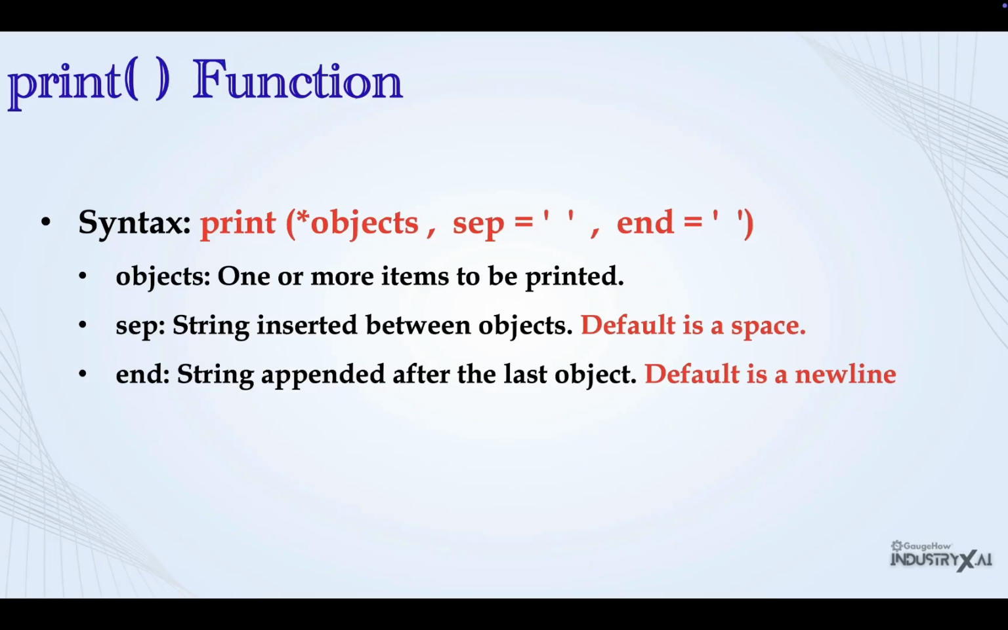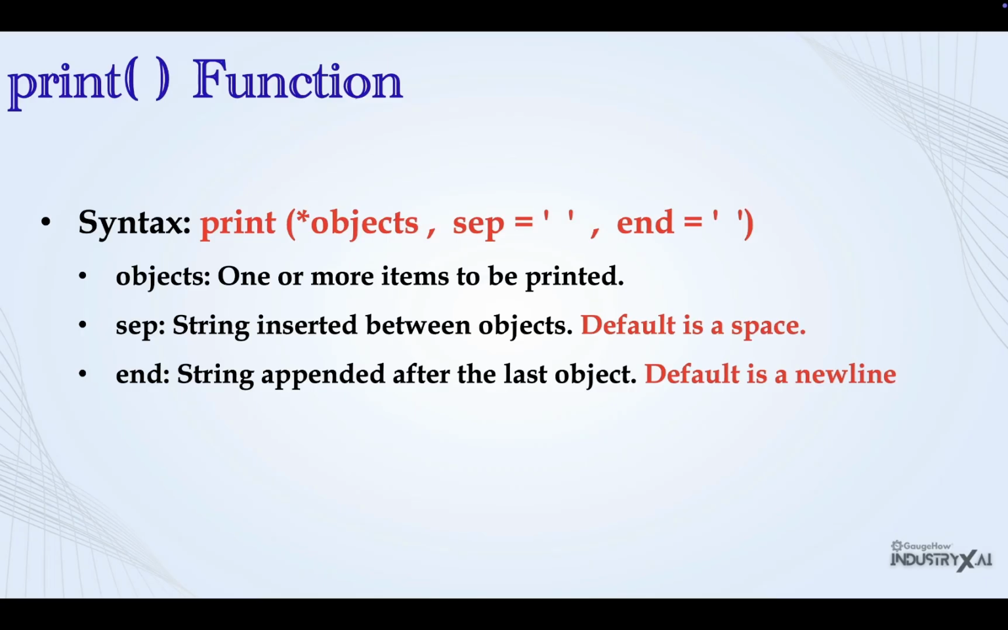Third is the end. It defines how the final data is printed at the end of your statement based on the value provided over here. So here the string is appended after the last object, and the default value is the new line. That means once you print the data, a new line will be created and the next data will be printed on the new line.